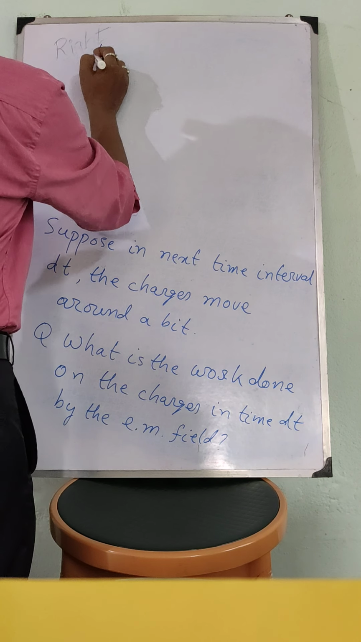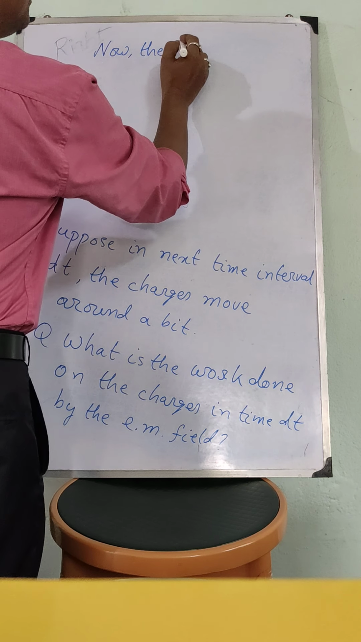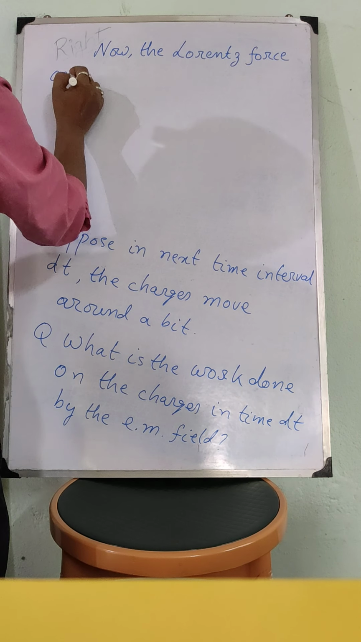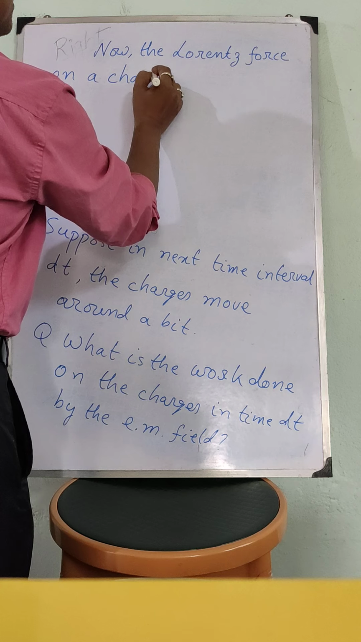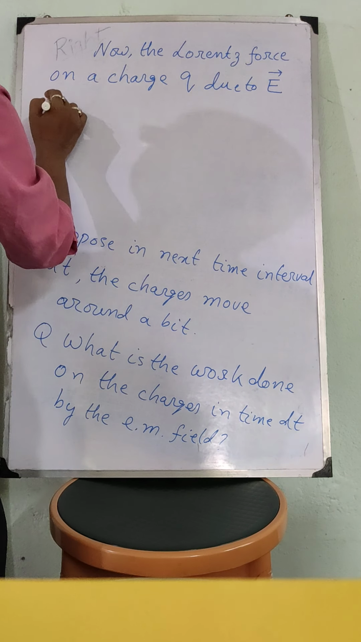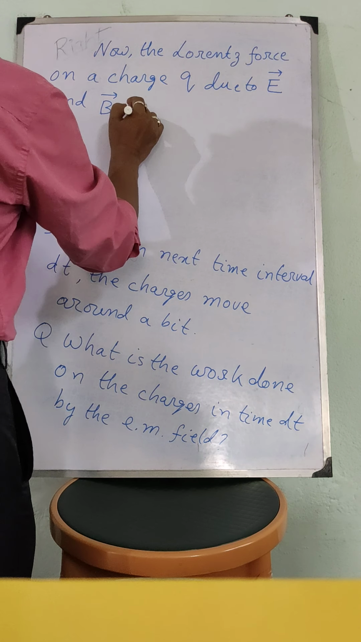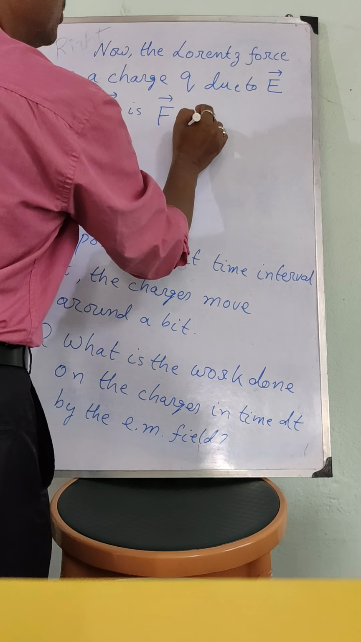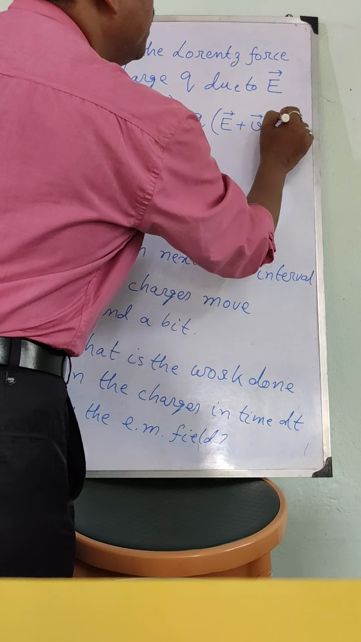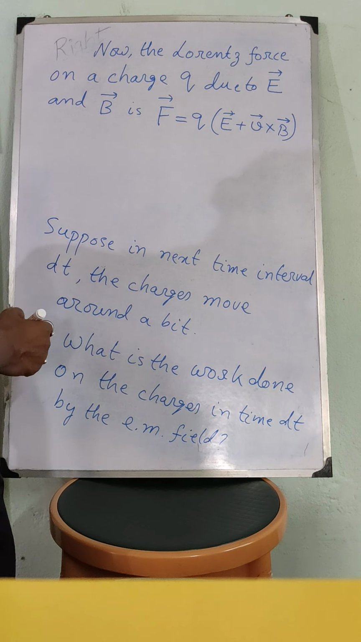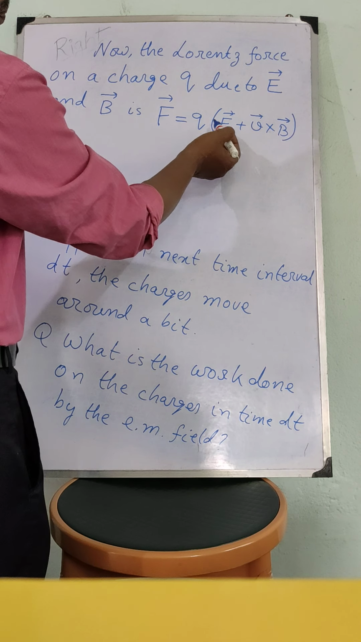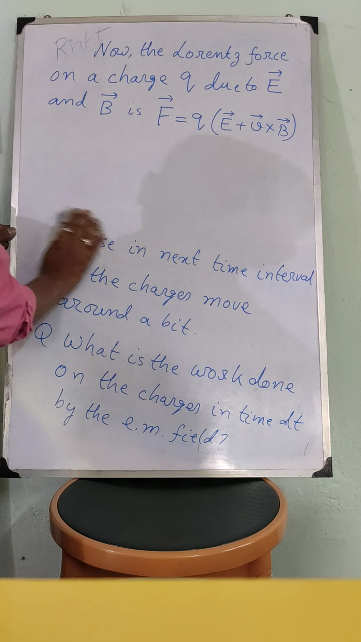Now the Lorentz force on a charge q due to E and B, that is electric field and magnetic field, is F equal to Q into E plus V cross B, where V is the velocity vector of the charge Q. Okay, so this is the expression of Lorentz force acting on a charge Q, and this force is applied by the electromagnetic field.